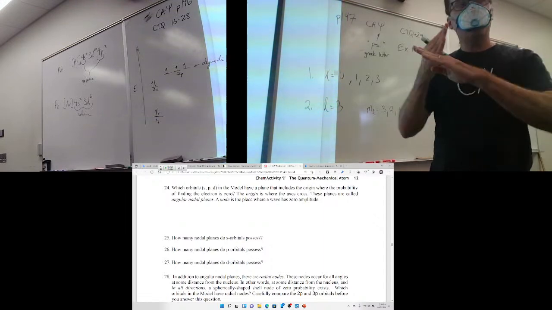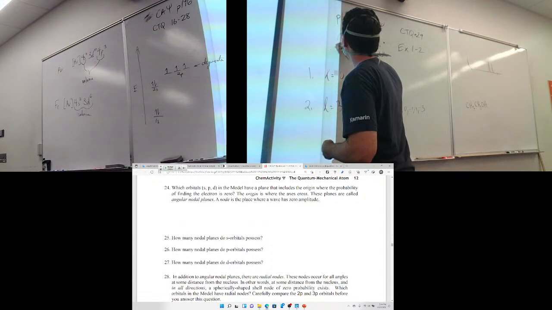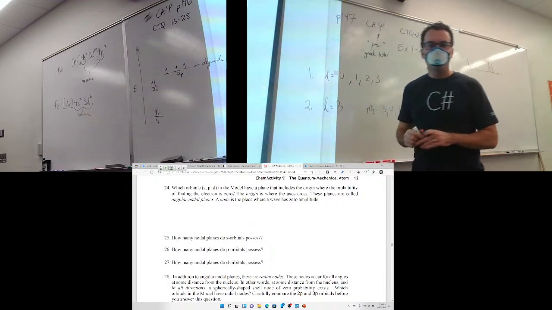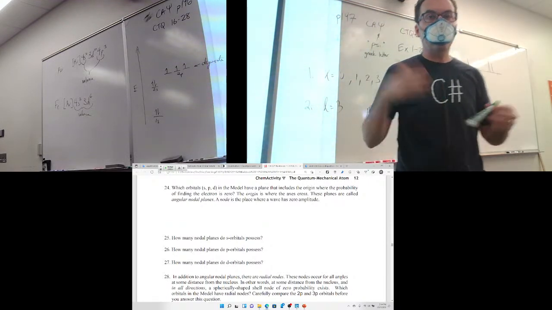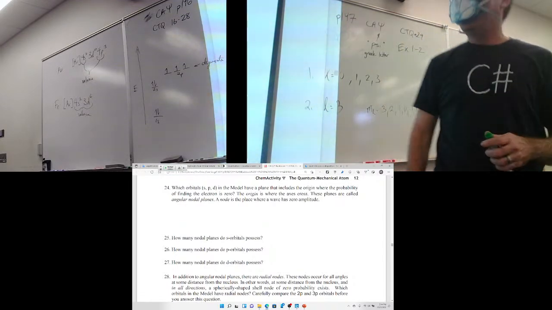D orbitals have 2 nodal planes. Right? So if I draw any d orbital, the generic one kind of looks like that. There's going to be a nodal plane this way and a nodal plane that way. So d orbitals have 2 nodal planes. That's kind of how you identify them. Now those are angular nodal planes.